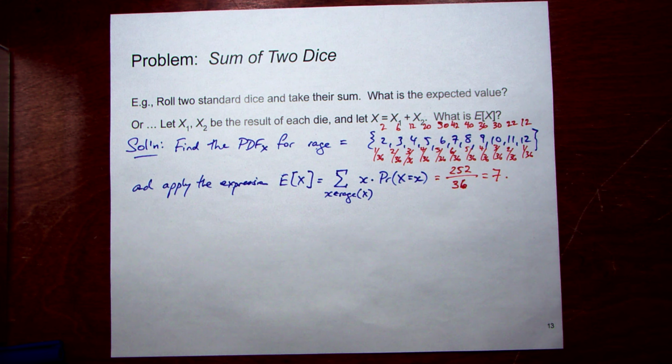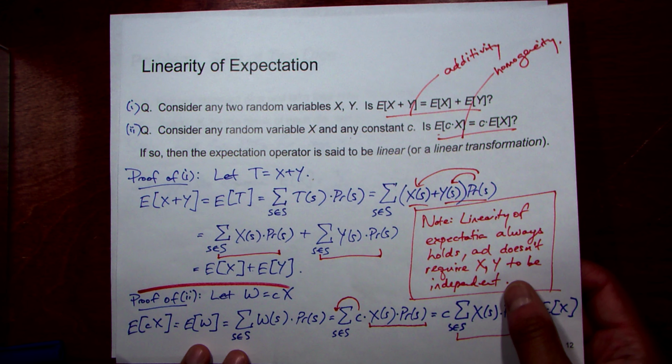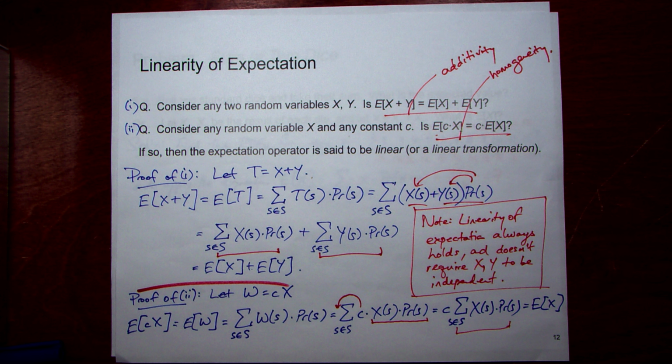That was some sweat. And you should never do this. Why? Well, because last time we developed this thing, that expectation is a linear operator. So if you have some variable that you add together, two little variables, you can just add their expectations together and get a result. That's what we're going to use here.